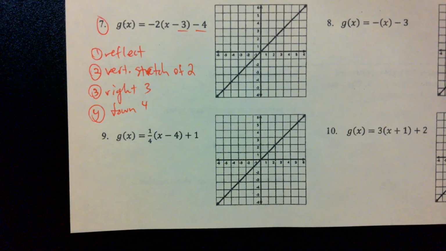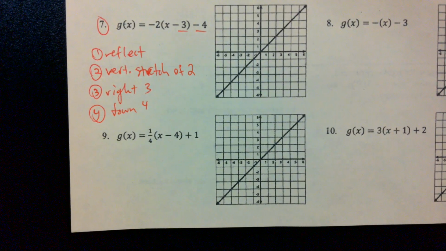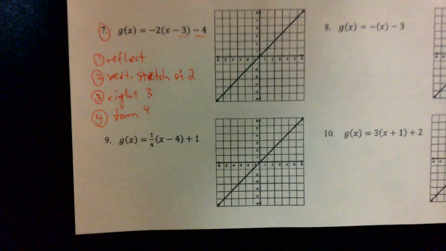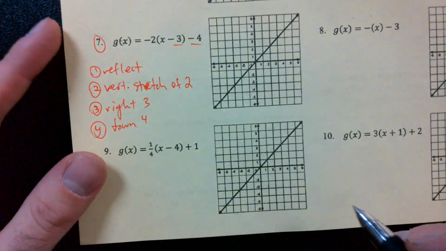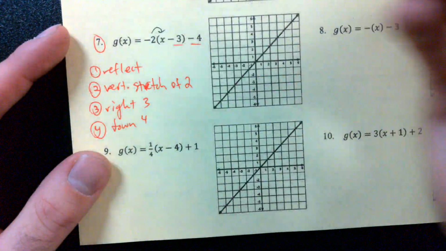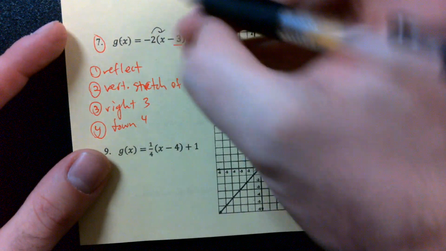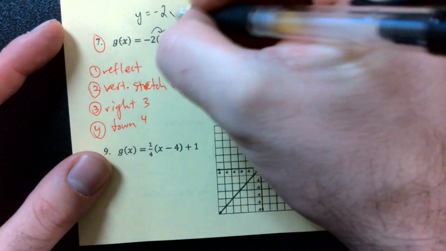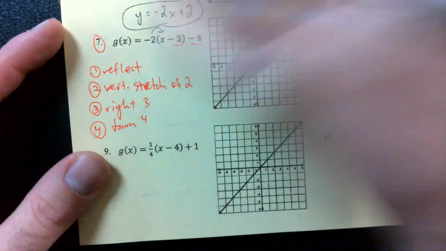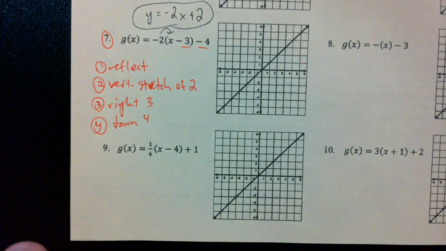Okay, now that we figured out what we're doing, what do we want to do now? There's a couple things we could do. The easiest thing to do would be what? We can turn it into slope-intercept. That's right. Just simplify this to slope-intercept form. If I distribute this, I get negative 2x plus 6. 6 minus 4 is 2. Negative 2x plus 2 is my slope-intercept form.